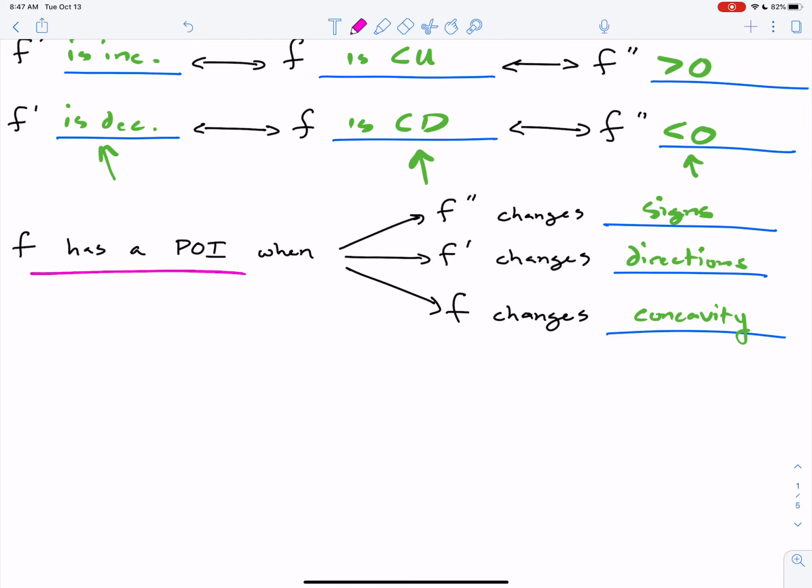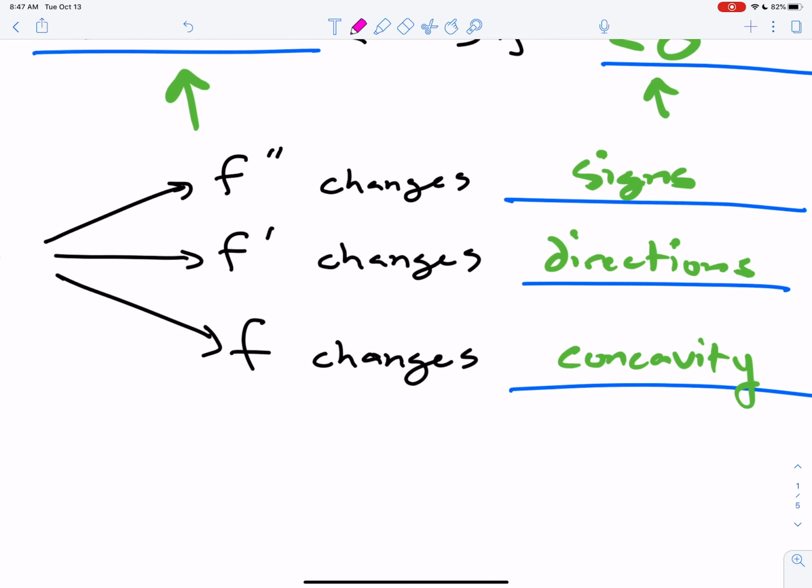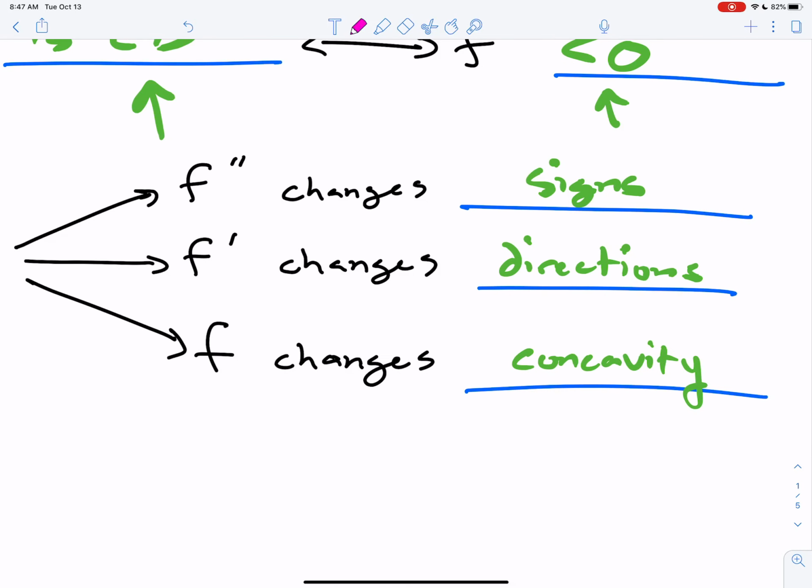When certain things happen. Either f can change concavity, f prime can change directions, or f double prime can change signs. Out of these three here, which one is the easiest to spot? Think about that. Press play when you're ready.